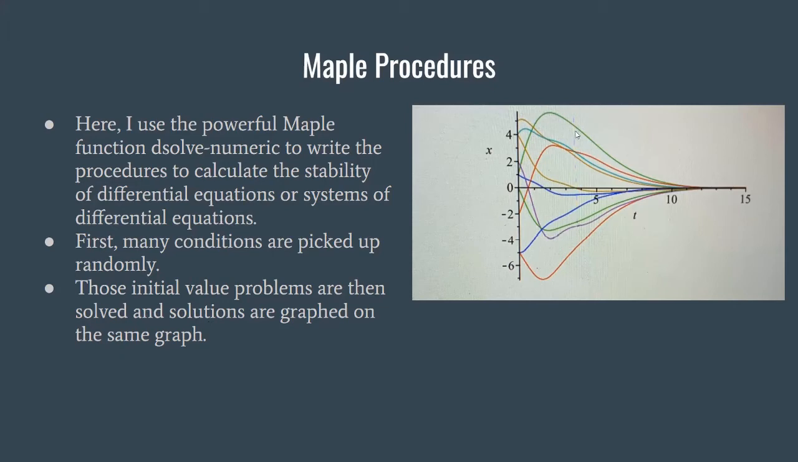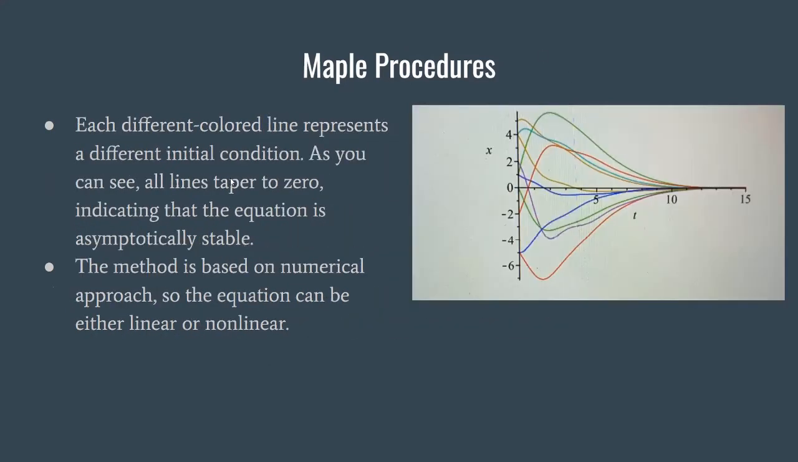Every line represents a different solution, and they're all graphed, and you can see that they approach 0 at x equals 0. Again, each different colored line, green, yellow, red, blue, purple, represents a different initial condition. As you can see, all lines go to 0, indicating that the equation is asymptotically stable. This method is based on a numerical approach, so the equation can be either linear or nonlinear. Remember, the Routh-Hurwitz criterion could only be used on linear equations, while this can be either linear or nonlinear.